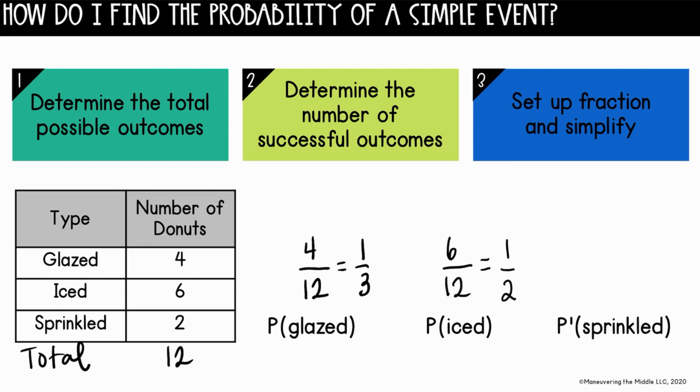And then this one right here, I can see this is saying the probability of not selecting a sprinkled donut. So because of that little apostrophe, it's referring to the complement.